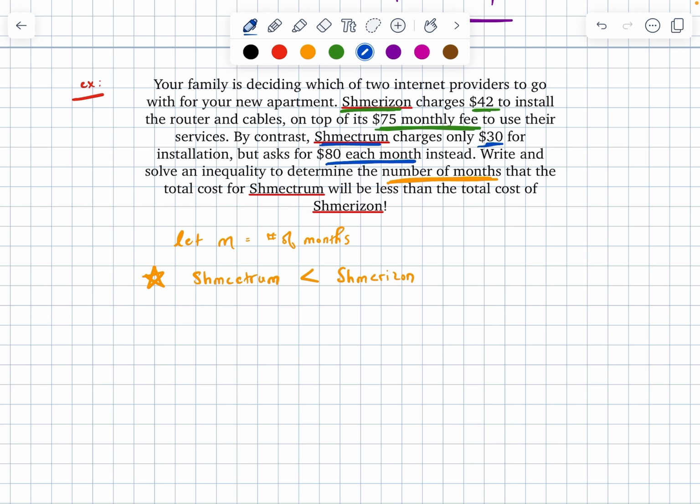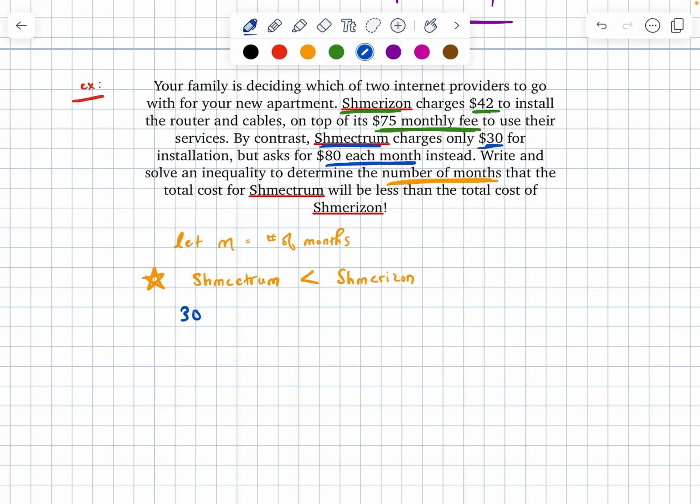Alrighty, maybe you've got it, maybe you don't, but let's take Schmectrum in blue. For the total cost, I have the $30 from the installation, and then I also have the $80 per month. If I was 1 month subscribed to the service, I'd do 80 times 1, that would give me $80. For 2 months, I'd do 80 times 2. For 3 months, I'd do 80 times 3. Hopefully you remember back from Unit 1. If I'm M months subscribed to the service at $80 per month, 80 for 1 month times M for the number of months should give me my total cost.